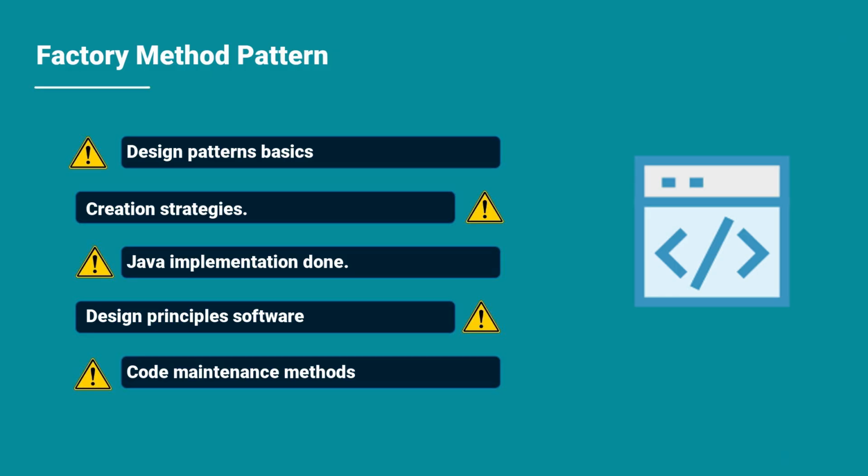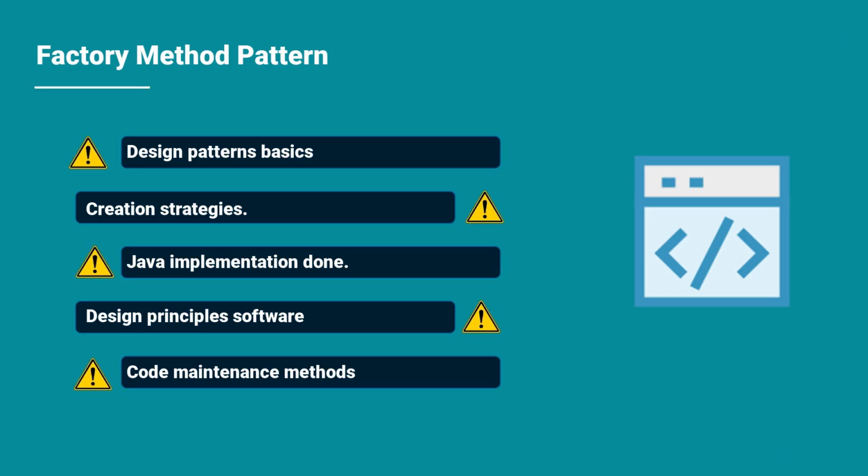The factory method pattern is an essential concept in object-oriented programming that helps manage object creation in a centralized manner, promoting greater flexibility and scalability in software design. In this lesson, we will explore this pattern, delving into its purpose, benefits, and practical implementation in Java programming.